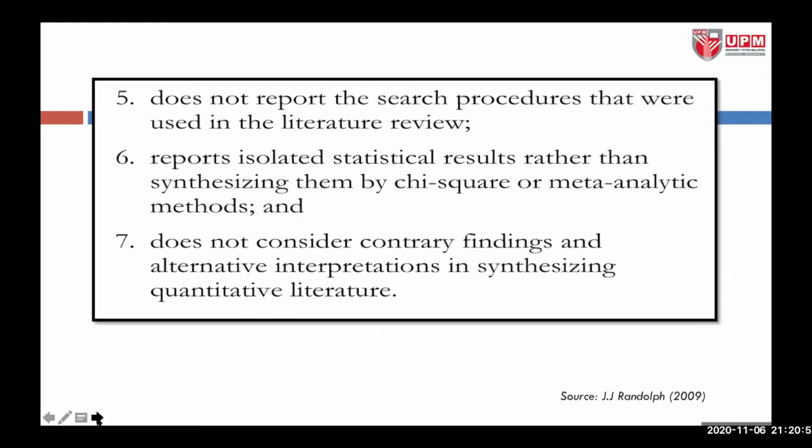Then you do not report the search procedure that was used in the literature review. How do you do a literature review? Where do you start? You have to explain in the methodology part, in the body of your literature review, how you approach the problem, whether you go for historical data, looking at the trend, is it thematic, and so on. You have to explain. And another mistake is to report isolated statistical results rather than synthesizing them by chi-square or meta-analytic methods.